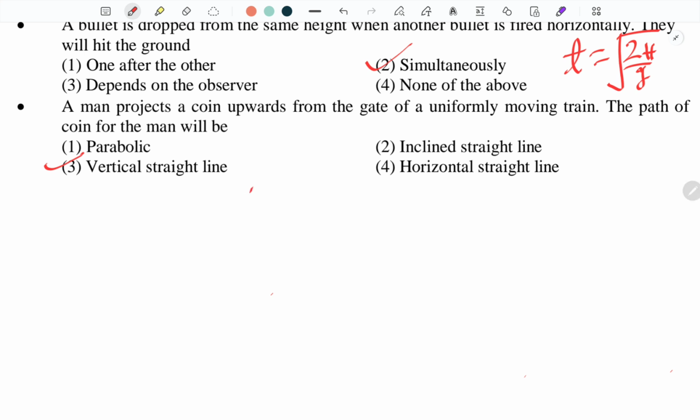Why is this happening? Simple logic, s relative is 0, meaning the man is inside the train while it is moving. So for the man, since he is moving with the same velocity as the train, relative velocity is 0, so you get the displacement to be 0, so it will be the path vertical straight line. So vertical straight line is your answer.